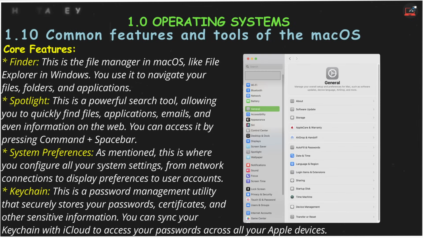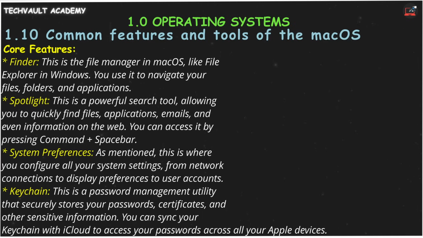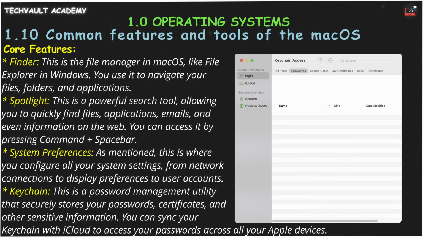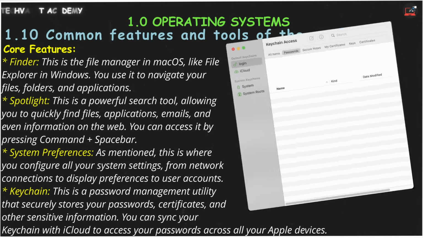System preferences. As mentioned, this is where you configure all your system settings, from network connections to display preferences to user accounts. Keychain. This is a password management utility that securely stores your passwords, certificates, and other sensitive information. You can sync your keychain with iCloud to access your passwords across all your Apple devices.